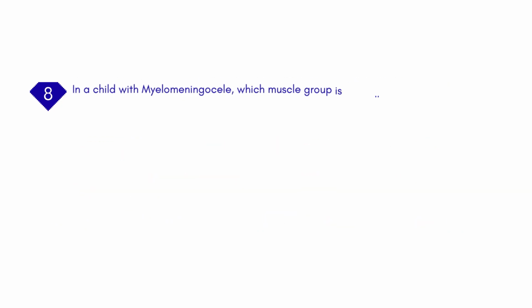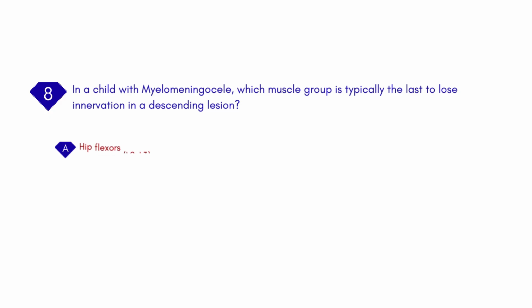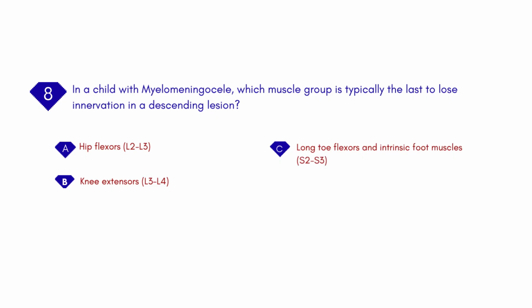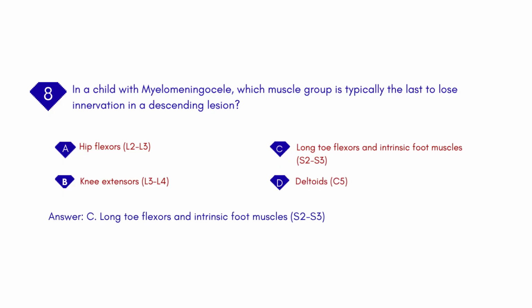In a child with myelomeningocele, which muscle group is typically the last to lose innervation in a descending lesion? A. Hip flexors, L2 L3. B. Knee extensors, L3 L4. C. Long toe flexors and intrinsic foot muscles, S2 S3. D. Deltoids, C5. Answer: C. Long toe flexors and intrinsic foot muscles, S2 S3.